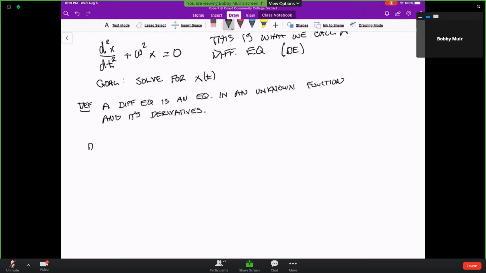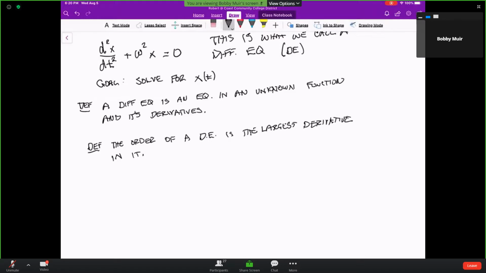So another definition for us. The order of a differential equation is the largest derivative in it. So the above example, that's a second order differential equation.